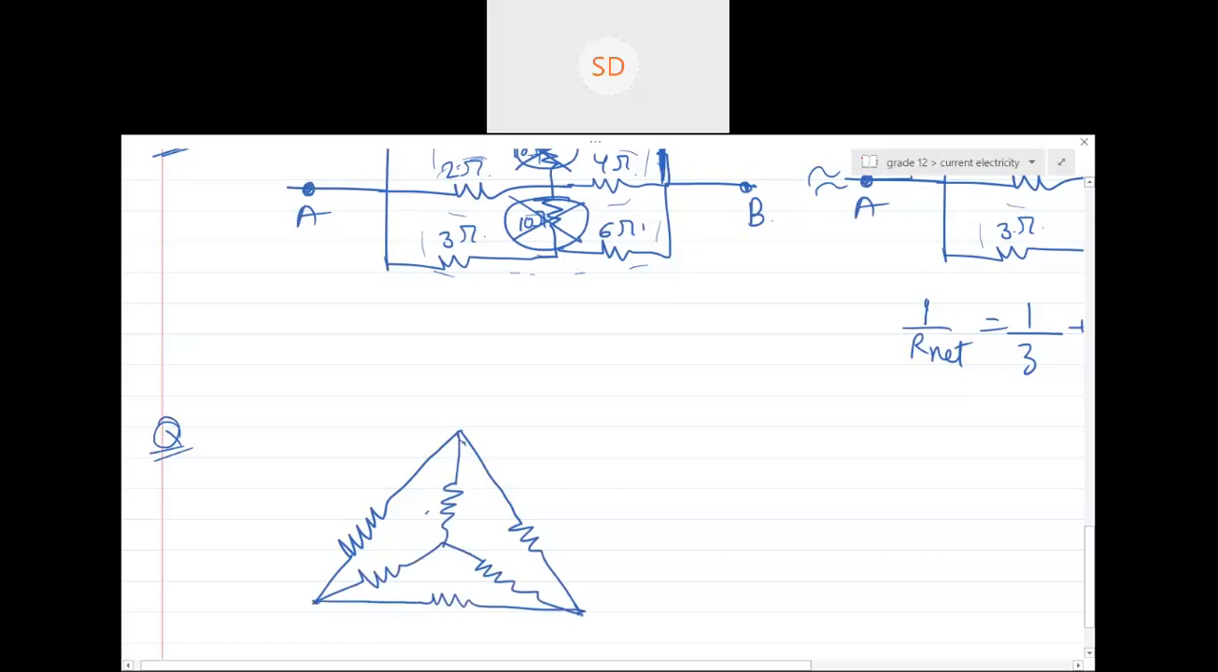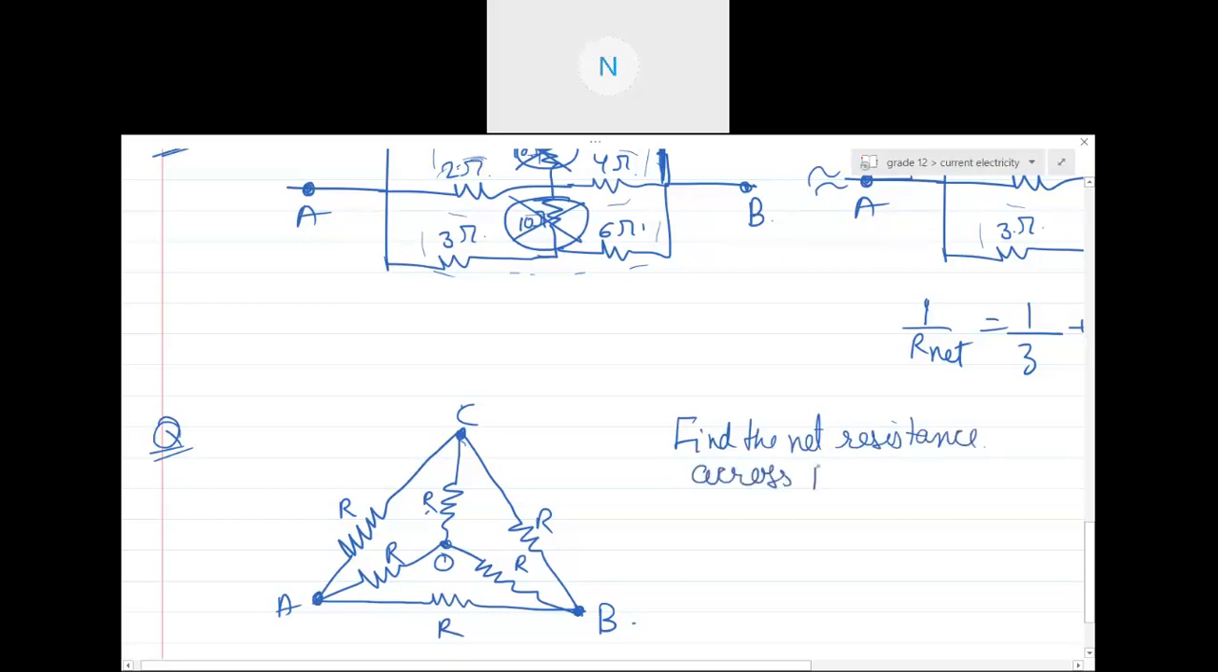Can you see a triangle full of resistors? Yes or no? Every resistance is R. The question is to find the net resistance across. Okay, find it, and let me just bring my calculator now.